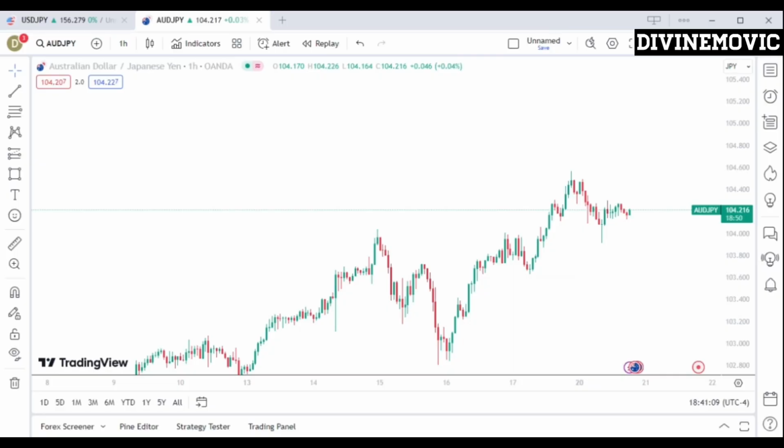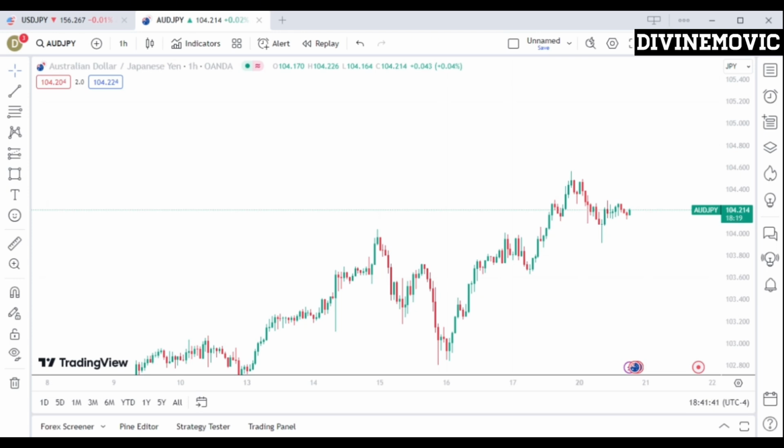Now let's for instance look at AUDJPY. We're going to analyze together and simply see how we can apply this chart pattern while taking an entry. But first, I want you to bear in mind that the M pattern is simply used once we spot a supply zone or a resistance level. That means you want to use the M pattern at a resistance level or at a supply zone, and you want to use the W pattern at a support level or at a demand level.